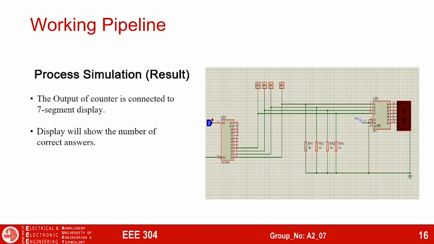Then if we go to the result section, the result section shows the number of correct answers in a 7 segment display. The output of the counter is connected to a 7 segment display through a 7 segment display module. So when the counter is counting up, the 7 segment display will also count up, which shows the amount of correct answers.